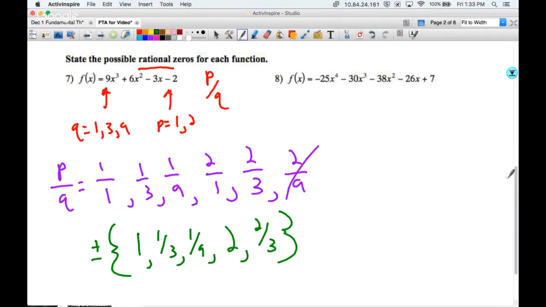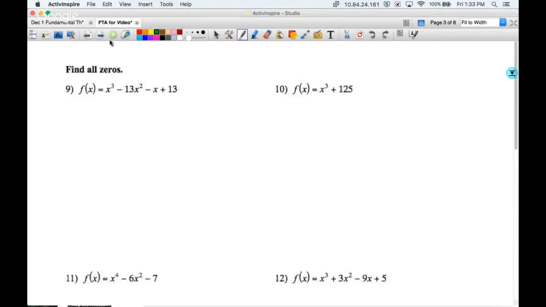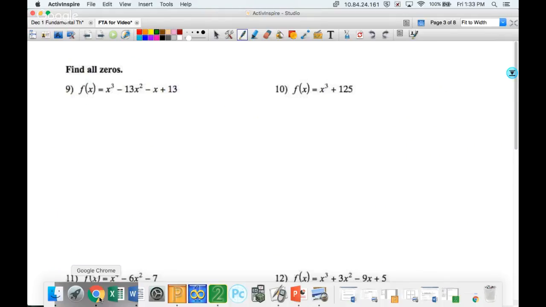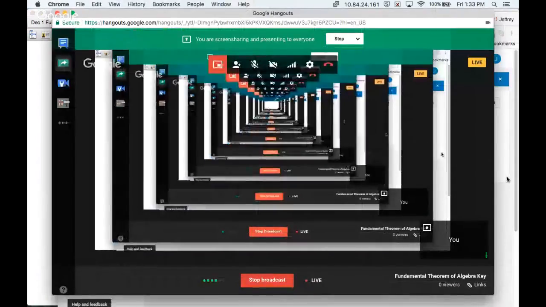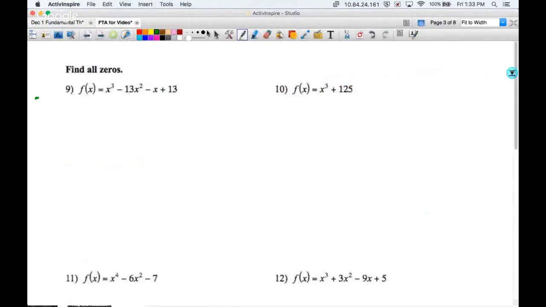All right, and I'll skip the next one in favor of going on to number 9. Find all zeros. Just want to double check this is recording. Yeah, had some issues. Looks like we're good. Okay.